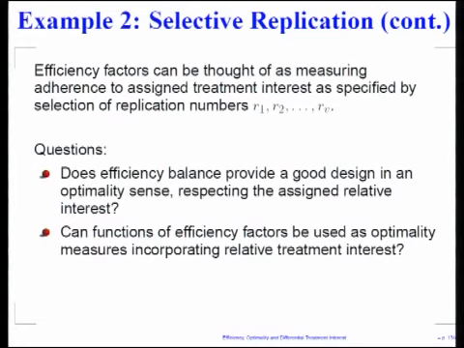First of which is, does efficiency balance provide a good design in an optimality sense, respecting the assigned relative interest in the treatments? And the second is, and I put this down because I've seen this in a few papers that have appeared over roughly the last 15 years: can functions of efficiency factors be used as optimality measures incorporating relative treatment interest? All right, so we'll be coming back to these things.